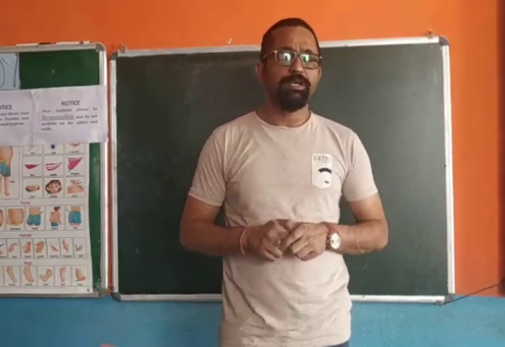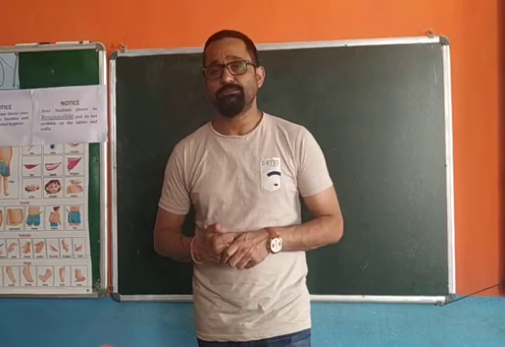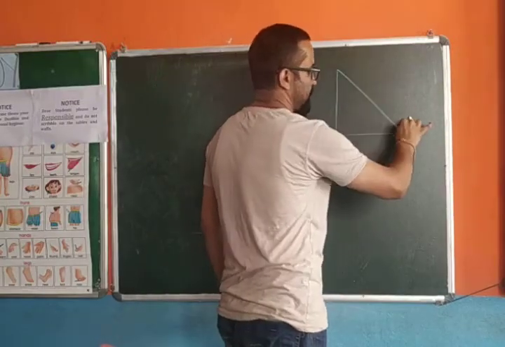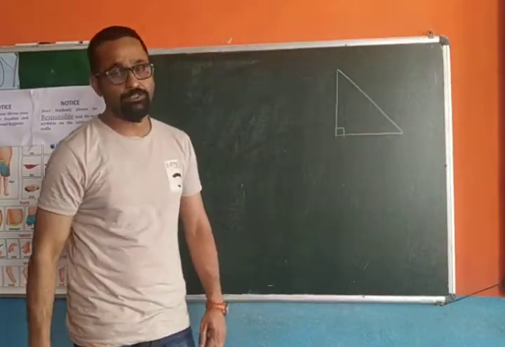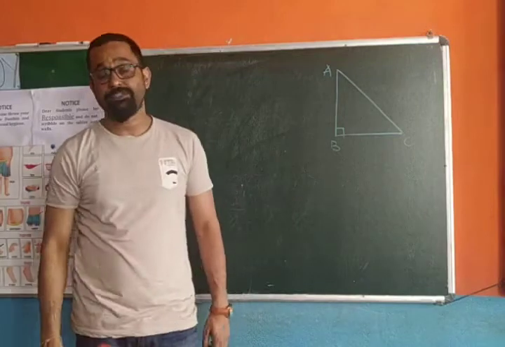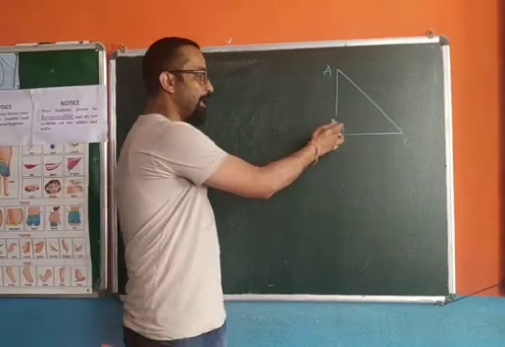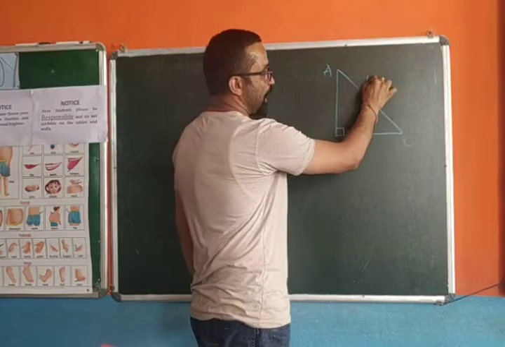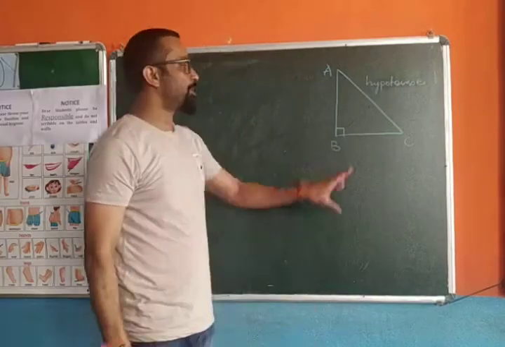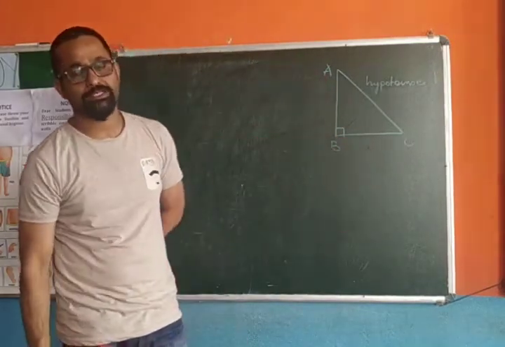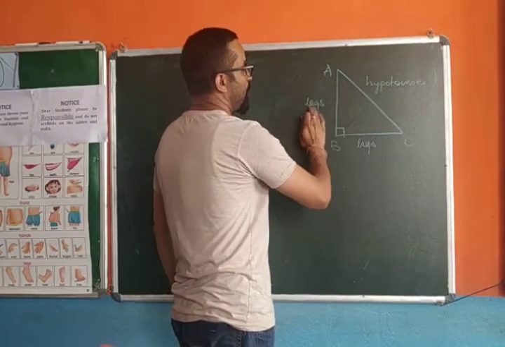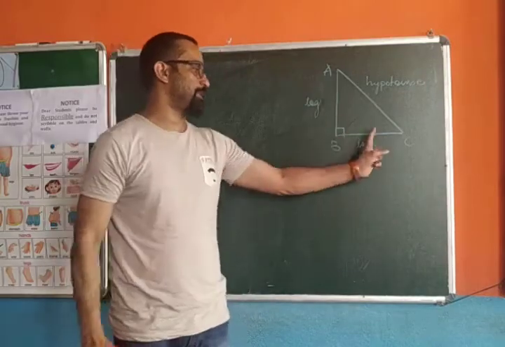This Pythagoras theorem basically deals with a right angle triangle. In a right angle triangle, one angle is 90 degrees, that is the right angle. The sides of this right angle triangle have special names. The side opposite to 90 degrees is called the hypotenuse, and the other two sides are called legs of the right angle triangle. So AB is the first leg, BC is the second leg.